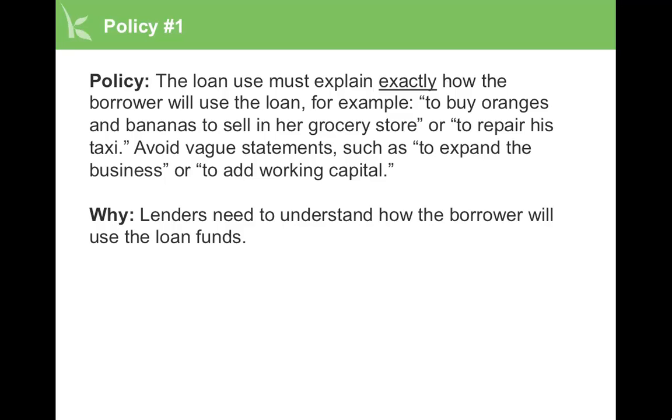Now, let's review an important policy that applies to the loan use field. The loan use must explain exactly how the borrower will use the loan. For example, to buy oranges and bananas to sell in her grocery store, or to repair his taxi. Avoid vague statements such as to expand the business or to add working capital. Lenders need to understand how the borrower will use the loan funds.